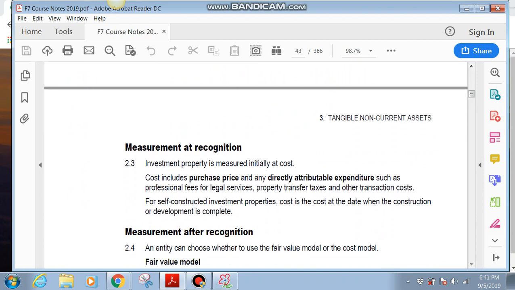After recognition, we measure the investment property. Just like IAS 16, the investment property is first measured at recognition. At recognition, it is measured at cost. The same definition of cost we looked at under IAS 16 applies also under IAS 40.